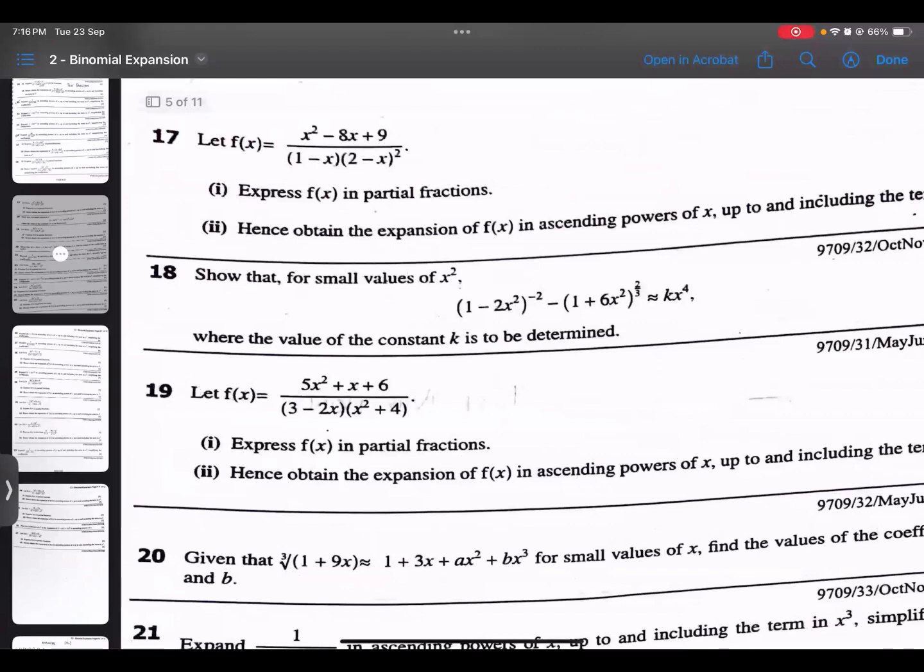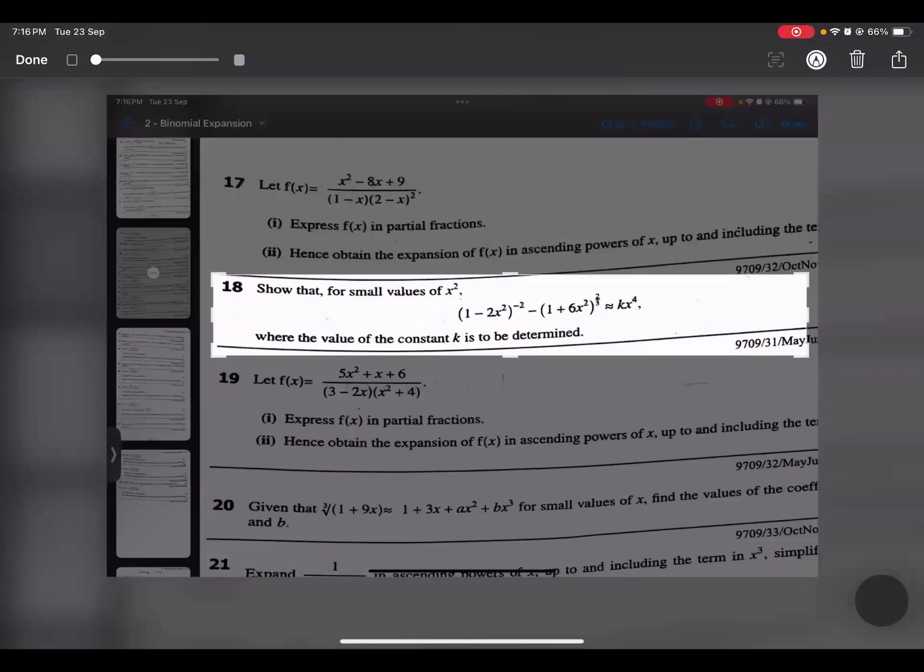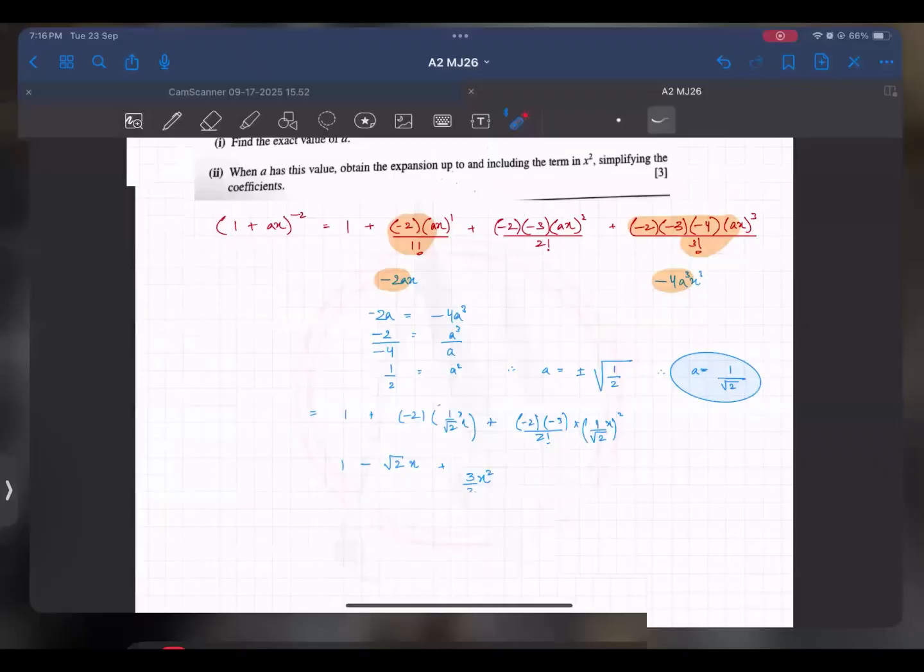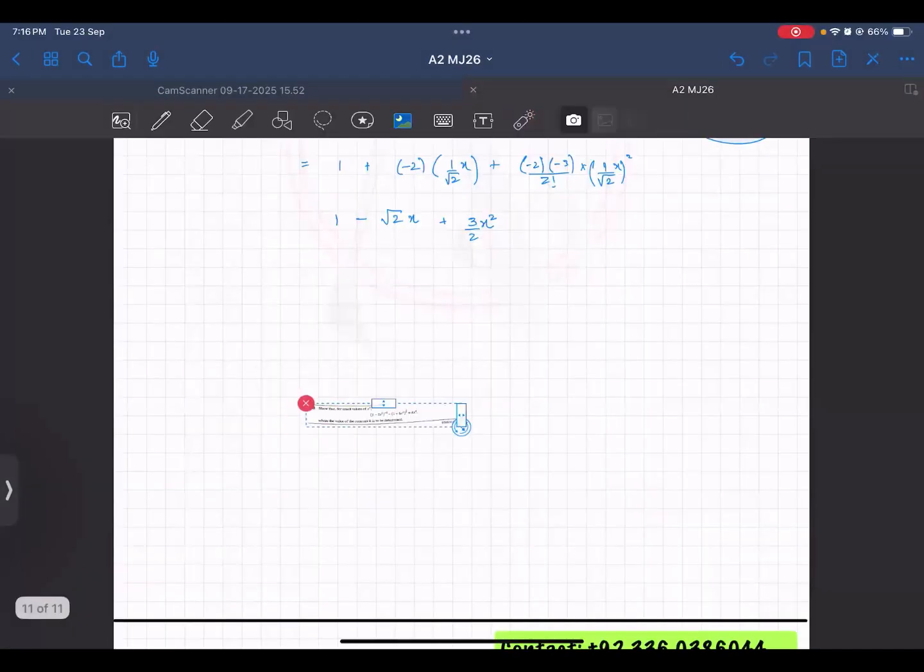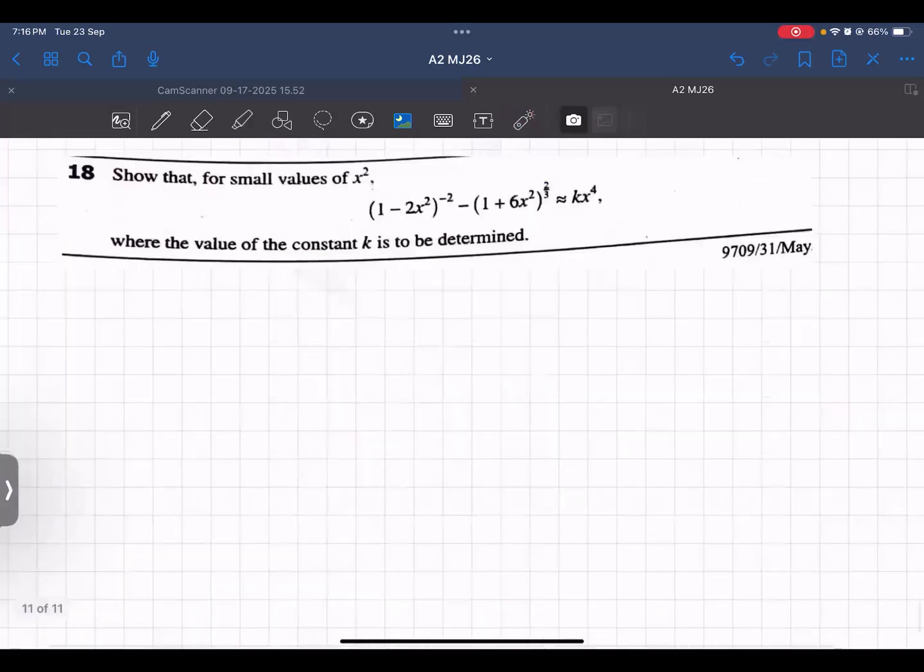Well, let's do this one, question number 18. Otherwise, all the questions are very similar. They're just repetitive, just the values are different. Maybe after this question, which I attempt, you try one, and then we can move on to the next topic. Okay. Show that for small values of x, the expansion is given to you, the bracket is given to you. They are asking you to find the value of k.